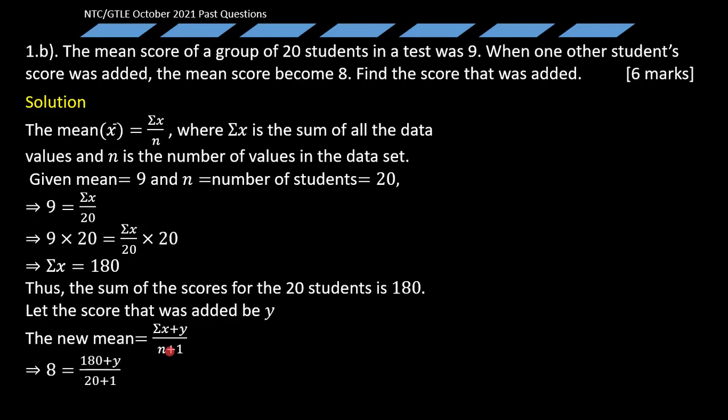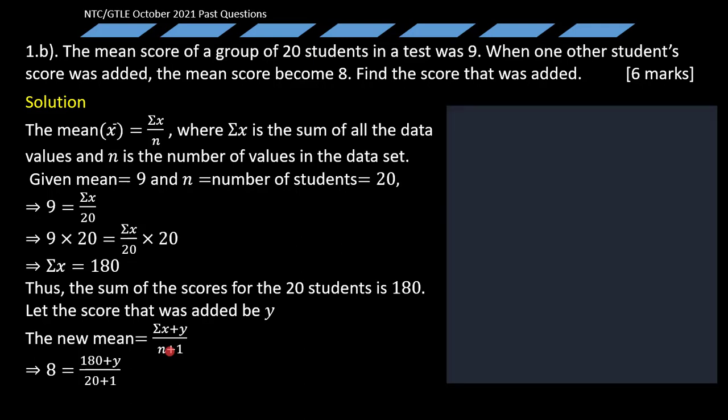And now, substituting the values, they said the new mean was 8. Okay, we are simply now going to have 8 is going to be equal to 180 plus y over 20 plus 1. I hope you know why I'm saying 20 plus 1. Now, the number of students now becomes 21 because one additional student has been added. Okay, let's proceed further. Now, this simplifies to 8 is going to be equal to 180 plus y over 21. As I said, the number of students now increases to 21, as you can see in the denominator here.